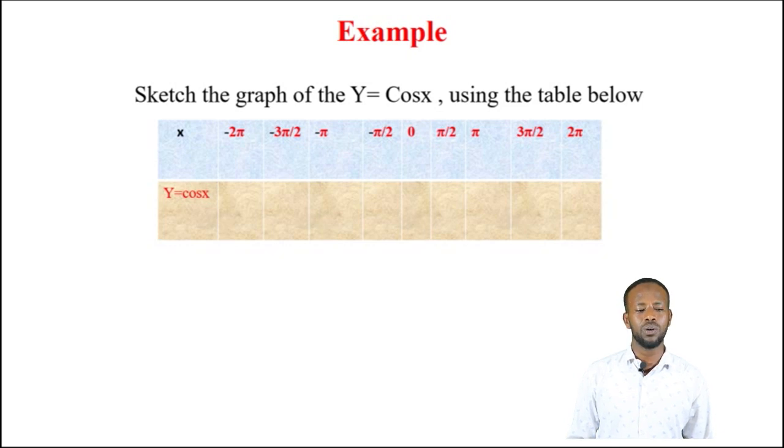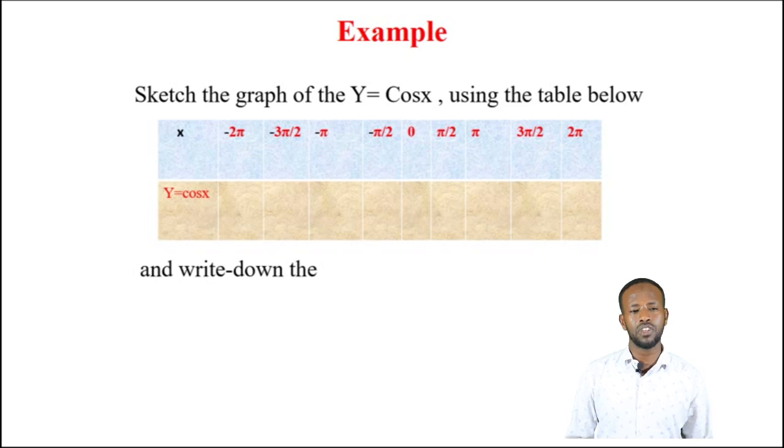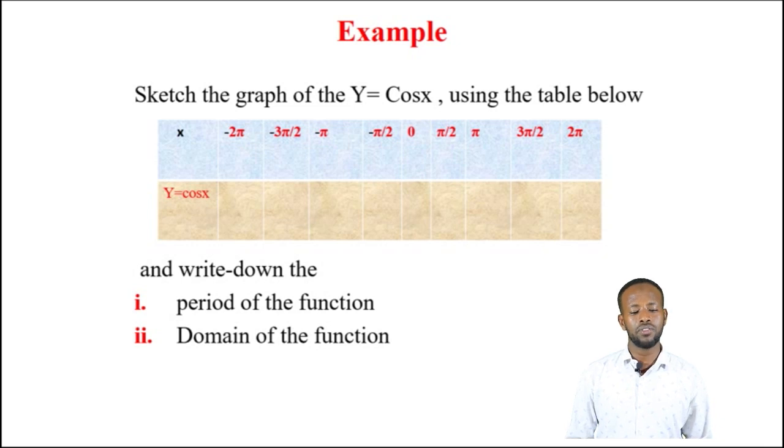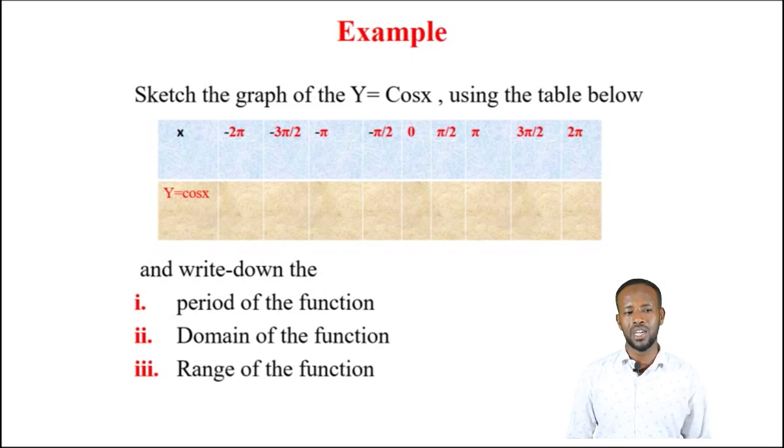When x is negative 2 pi, what do you expect cos x to be? 2 pi is 360 degrees, the same in radian measure, so it will become 1. Write down the period of the function, the domain of the function, and the range of the function. These are the properties that you want to write. Can you do it, students? I am sure that you can. After we sketch, you will tell me these points.